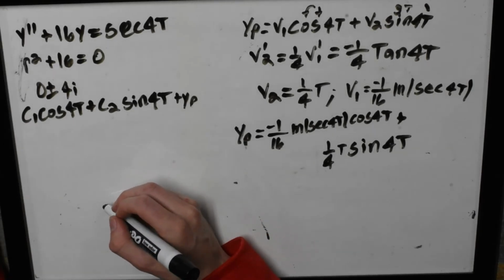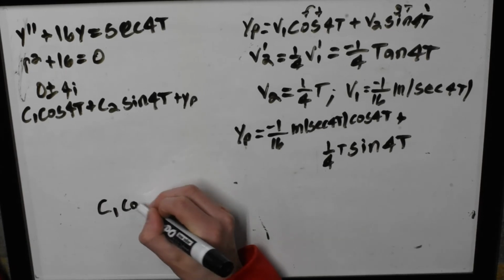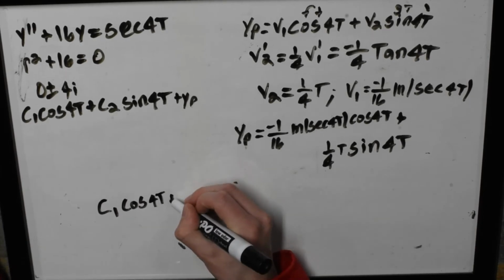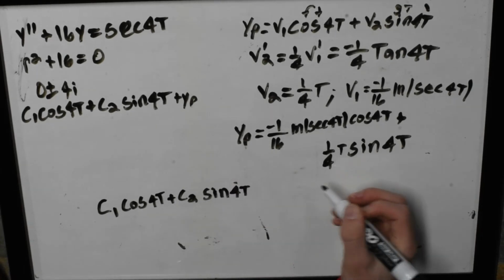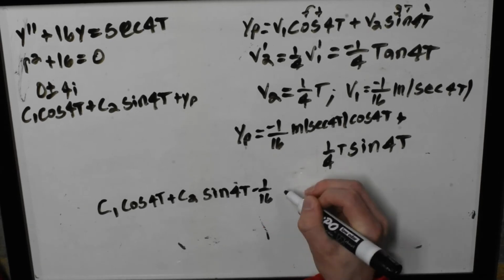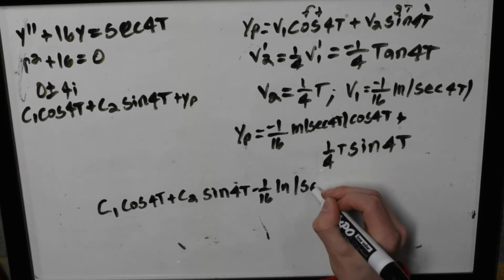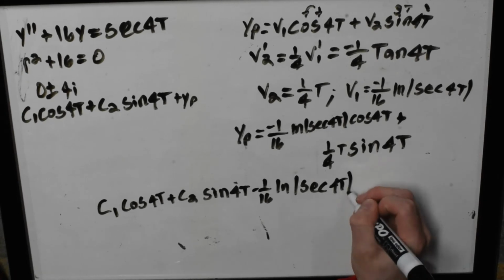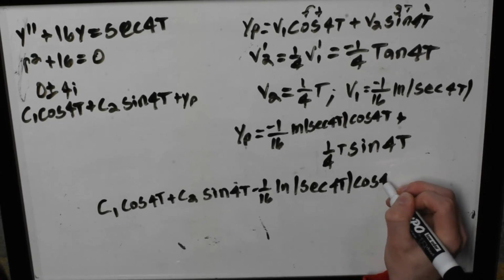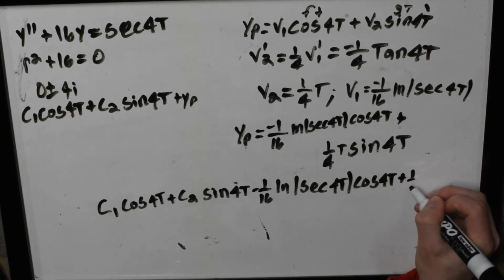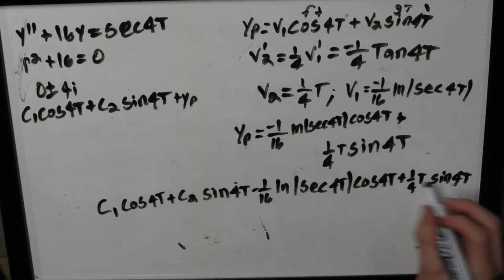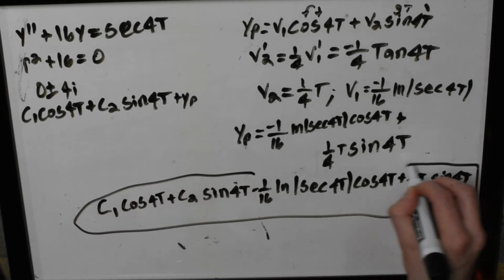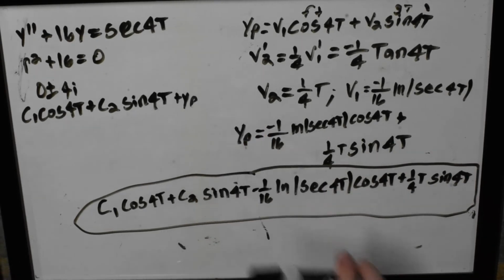So the final answer for this problem would be c1 cosine 4t plus c2 sine 4t minus 1/16 ln secant 4t cosine 4t plus 1/4 t sine 4t. So that would be how you could find the general solution for this differential equation using variation of parameters. Hope this helped.